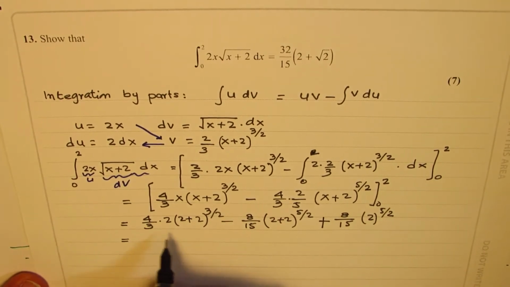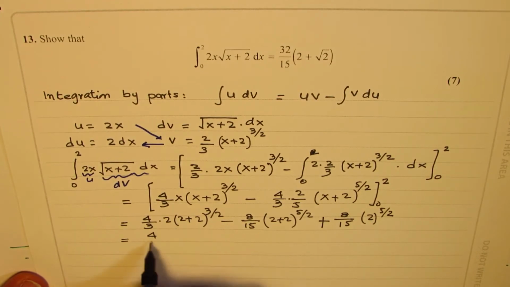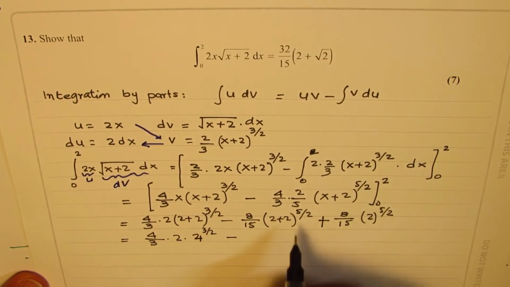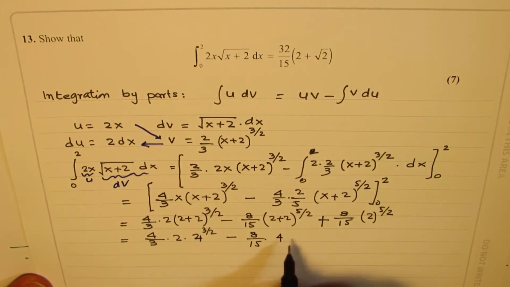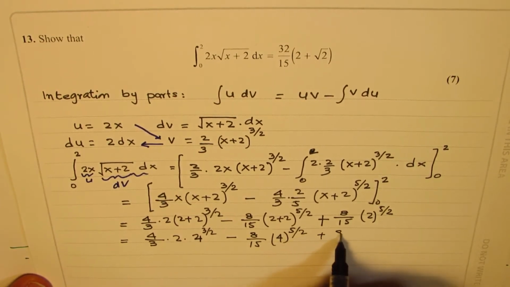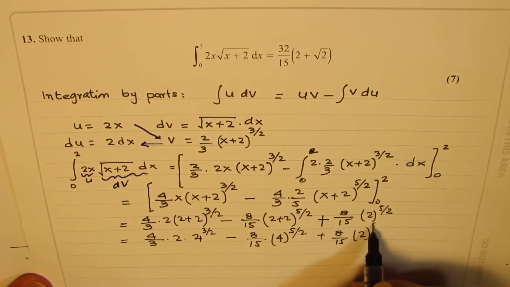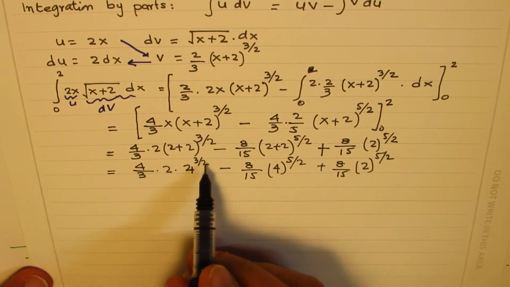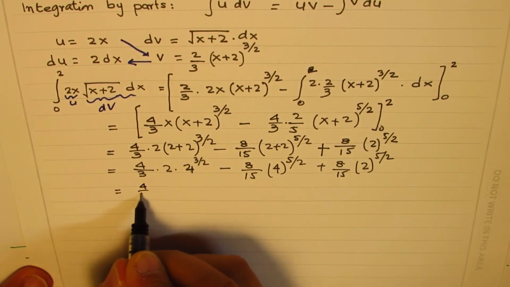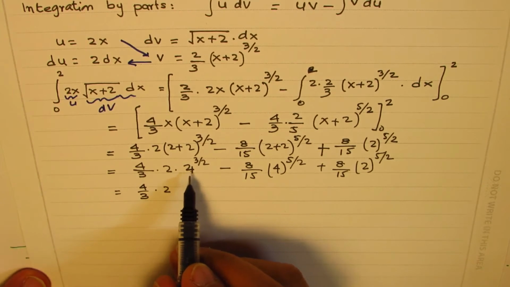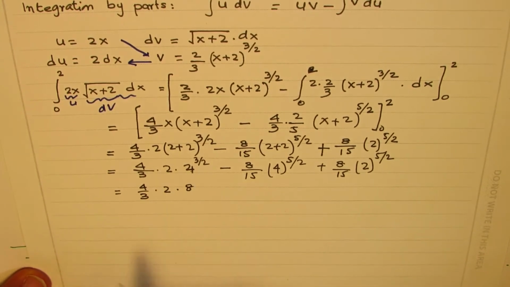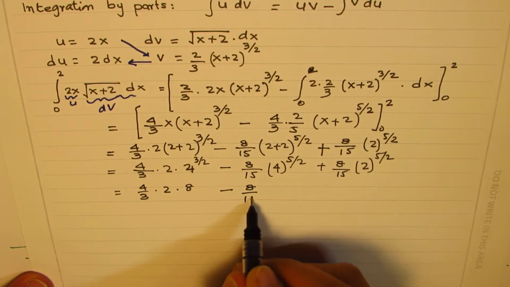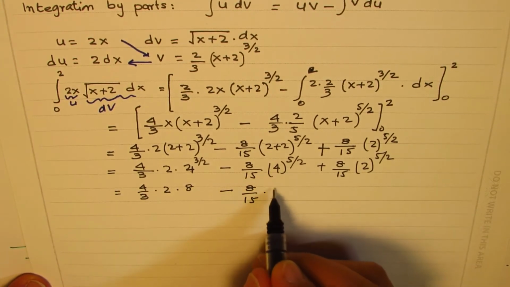Now that is 4 over 3 times 2 times 4 to the power of 3 over 2 minus 8 over 15 times 4 to the power of 5 over 2 plus 8 over 15, 2 to the power of 5 over 2. Square root of 4 is 2. This term will be 4 over 3 times 2. Square root of 4 is 2 and cube is 8. So we get 8 here. These two terms, 8 over 15, 2 to the power of 5 is 32.